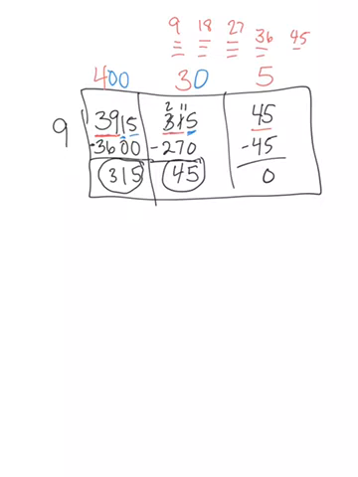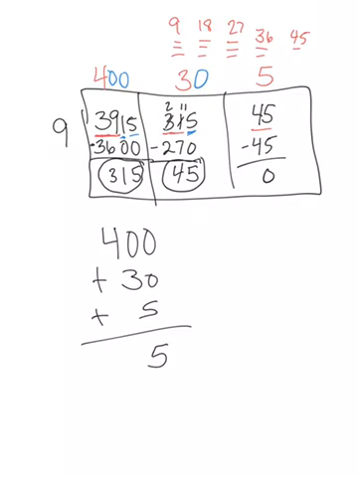So now the last thing we have to do to figure out this answer is we have to add them all up. 400 plus 30 plus 5. So 9 goes into 3,915 435 times. Trust me, guys, we'll have to do a few more of these just so we are comfortable. So I will do a few more with you guys.